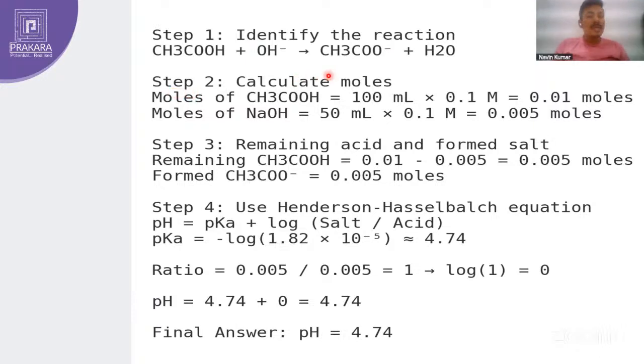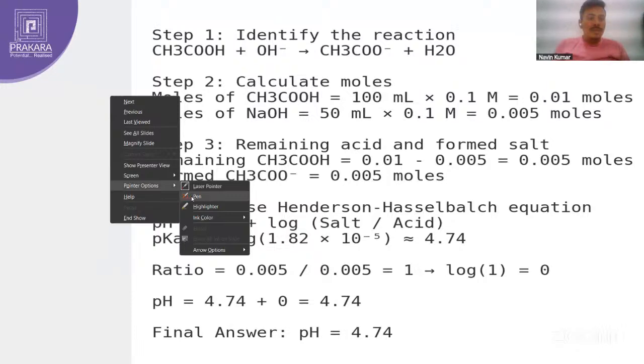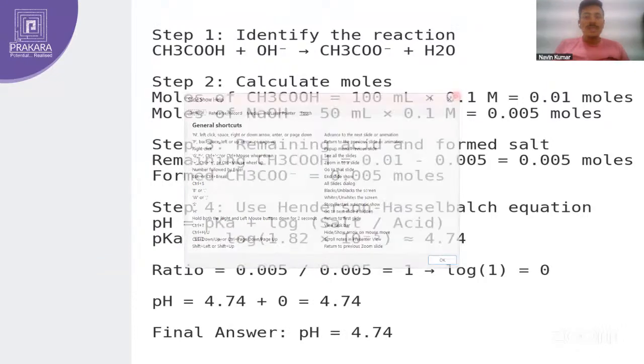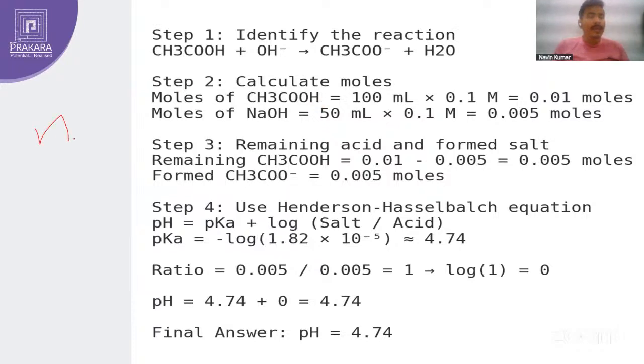And the next step, calculate the mole. There is a very simple, easy formula to calculate the mole. Mole is equal to volume into concentration. You might be aware of a very close formula, that is N equal to CV. I'm going to use my pen to show you N equal to CV, right?